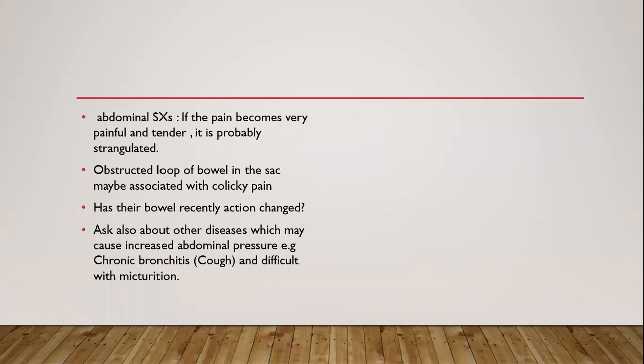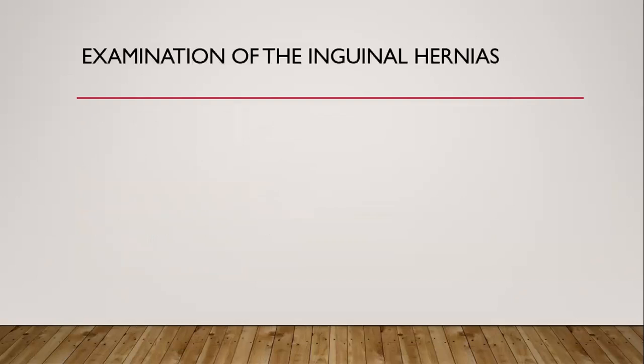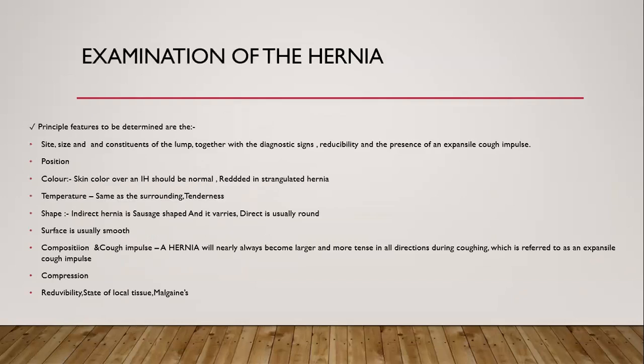Ask also about other diseases which may cause increased intra-abdominal pressure, such as chronic bronchitis, because the patient is going to be coughing, and that is also a predisposing factor. Remember, when coughing, the diaphragm contracts and depresses, and it puts pressure on the intra-abdominal contents, hence increasing the intra-abdominal pressure. Have they been having any difficulty in micturition or urinating? Because remember, straining also increases what? Intra-abdominal pressure. How to examine the patient with a hernia?